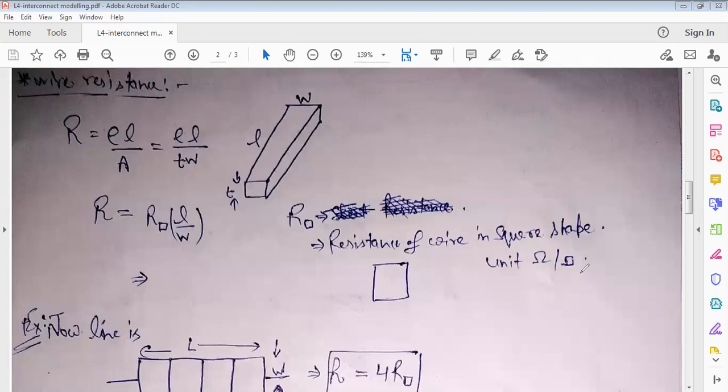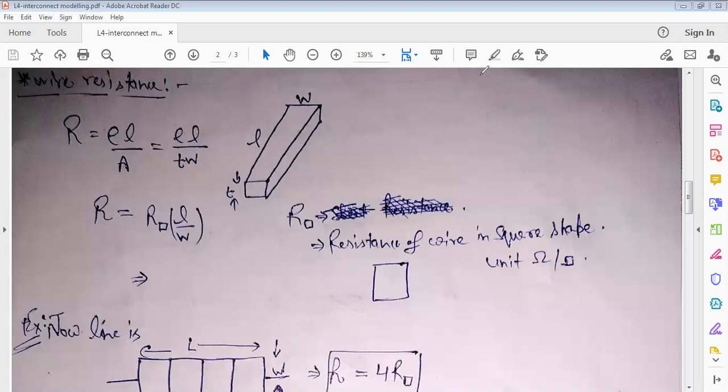R box or R square resistance is also called sheet resistance. Now, what does it mean actually? So R box basically is the resistance of the region having the same dimensions, meaning the same length and same width. The length is W and the width is also W. So if this is the portion, then the resistance of this portion is defined as R square.